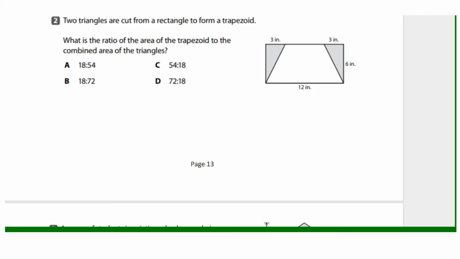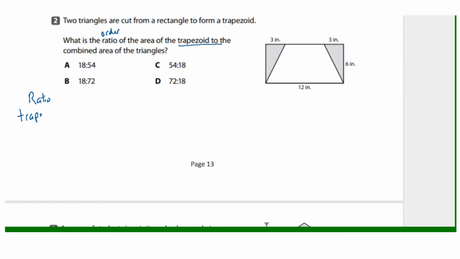So it says, what is the ratio of the area of the trapezoid to the combined area of the triangle? So we want to put the triangles together. Now, what you need to remember about ratio is order is important. Order is important. So they want the trapezoid. So I'm going to write that order down.